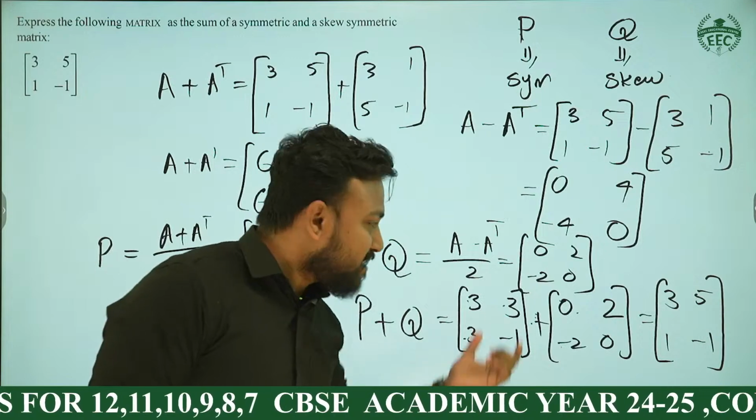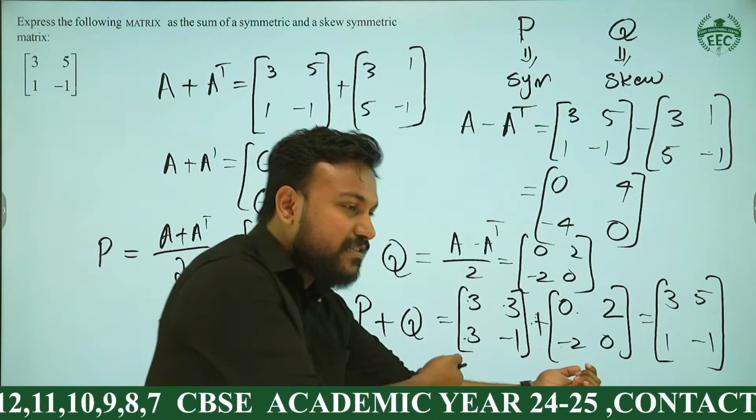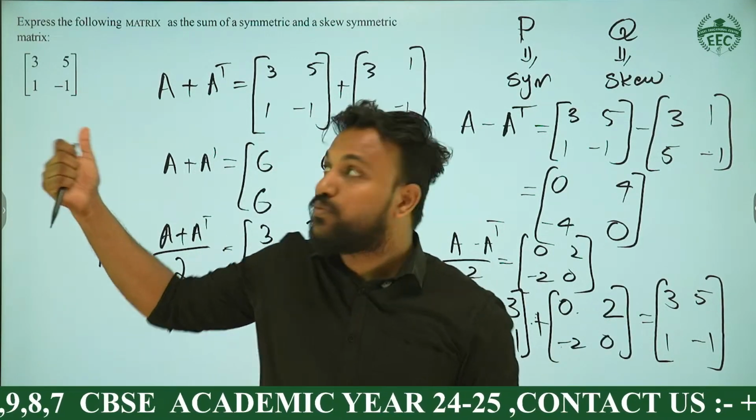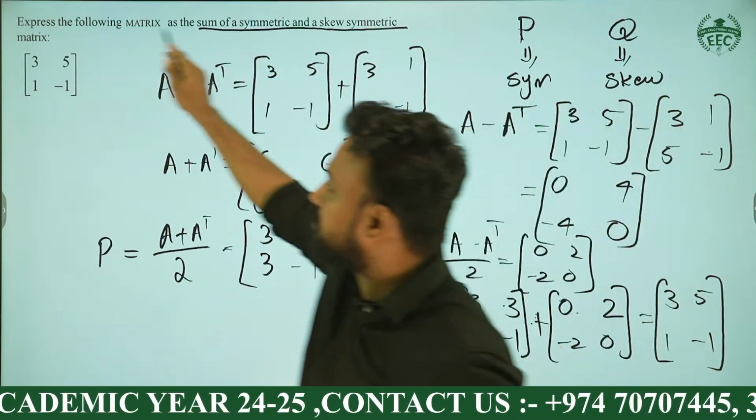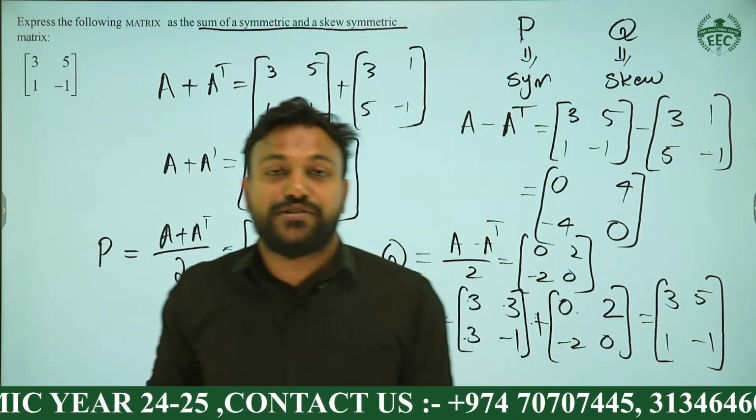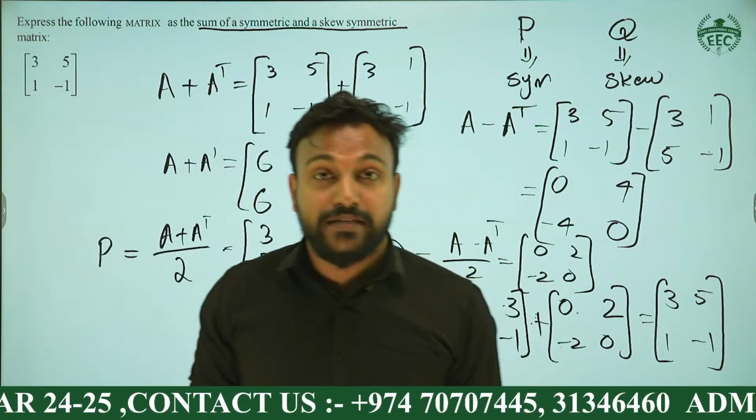This is a symmetric matrix. This is a skew symmetric matrix. If we add these together, you will get the question. So what was the question? Sum of symmetric and skew symmetric matrix. Express the following matrix as the sum of symmetric and skew symmetric matrix. Now we get the answer, right?